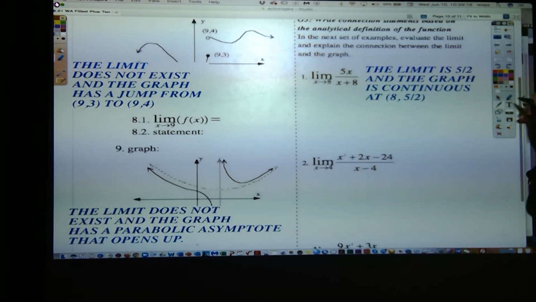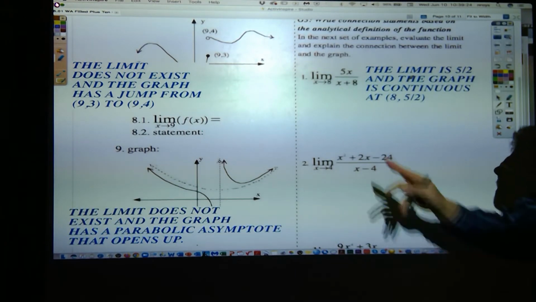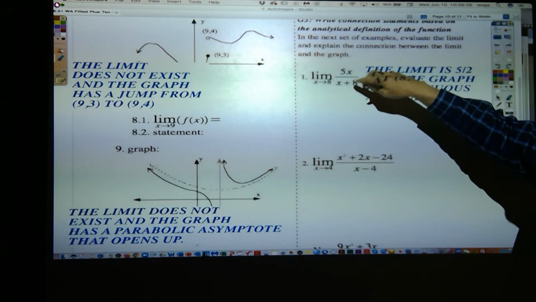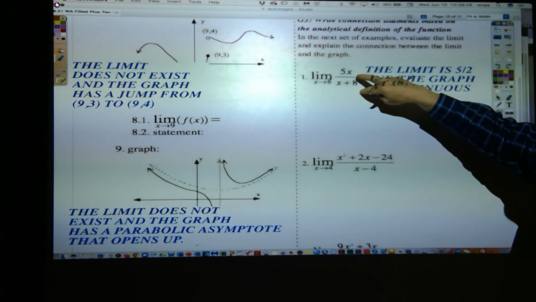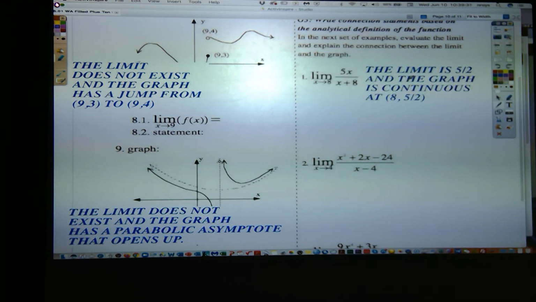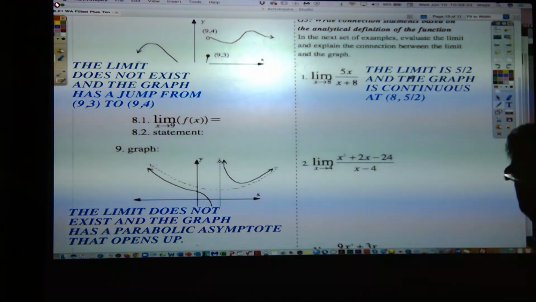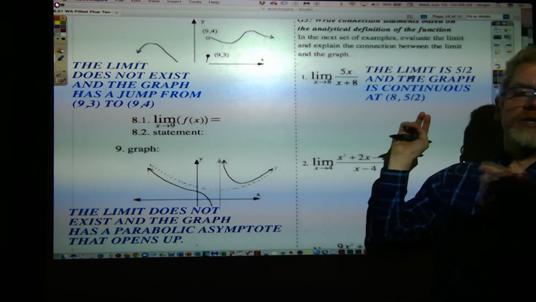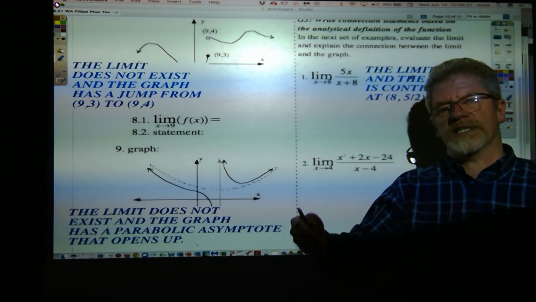Alrighty. Number 1. The limit is 5 halves. How did I get that? I put an 8 in for x. 40 over 16 is 20 over 8. 10 over 4. 5 over 2 is 5 halves. So the limit is 5 halves, and the graph is continuous at 8 comma 5 halves. And you're expected to know that without taking the time to sketch the graph.